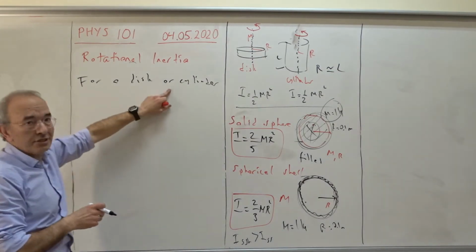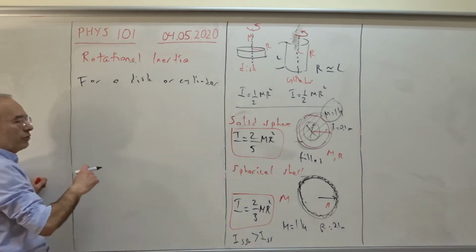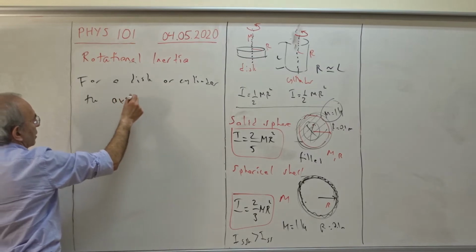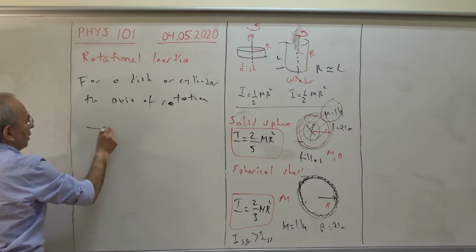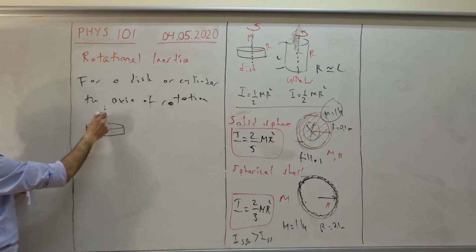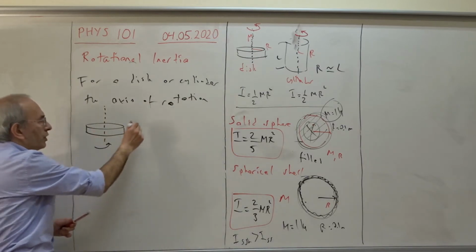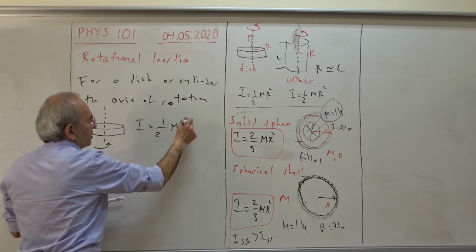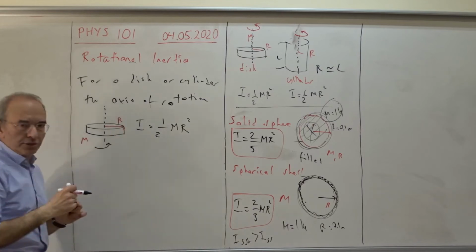So for a disc or cylinder, the axis of rotation is what? Let's say this is the disc, and this is the axis of rotation. Along this axis of rotation, we said that I is equal to 1/2 mass times radius squared. So this is the radius r, and that is the mass of the object.